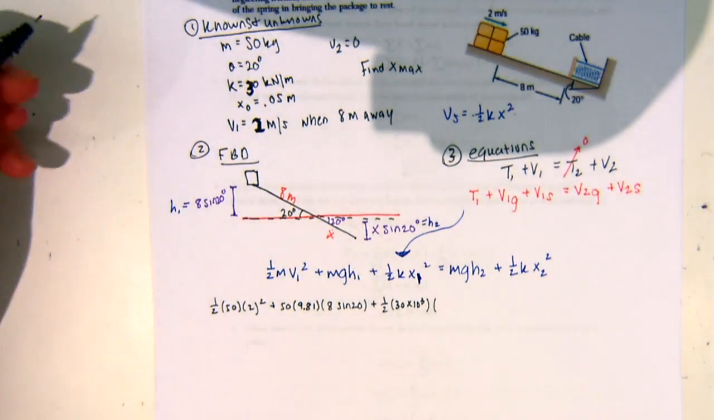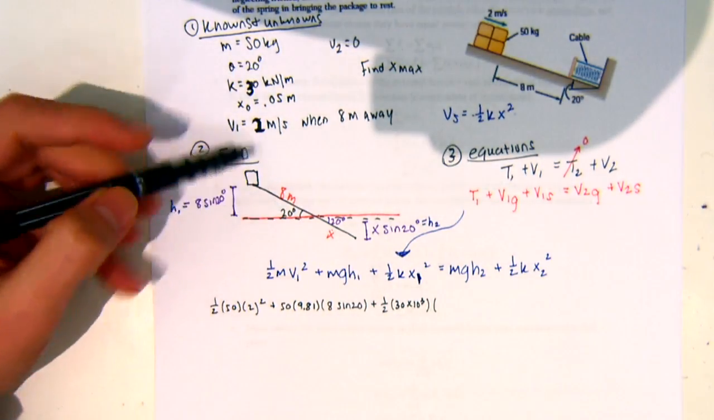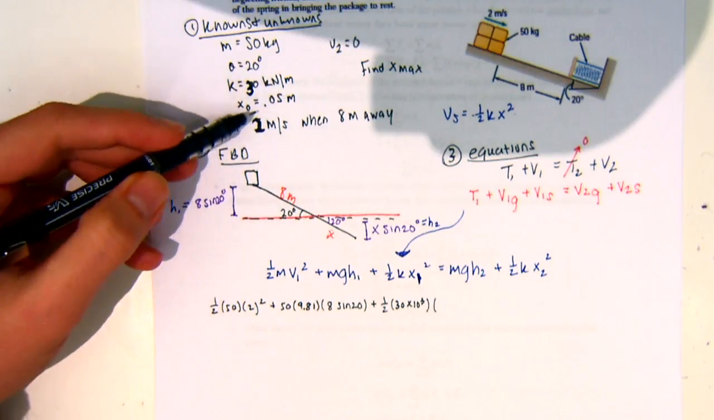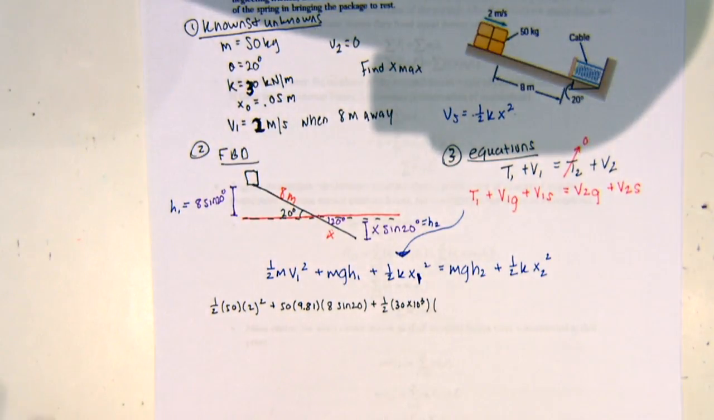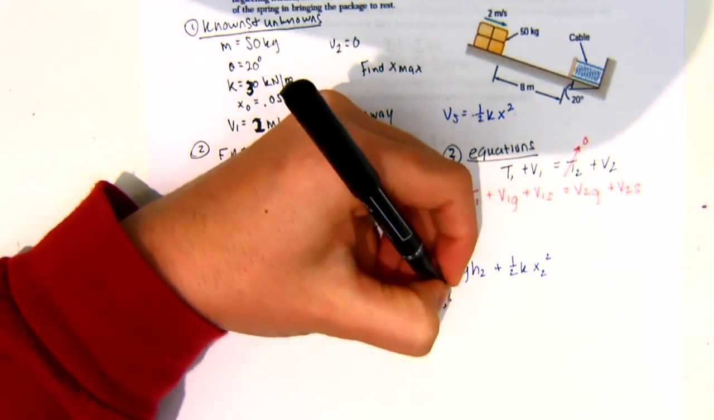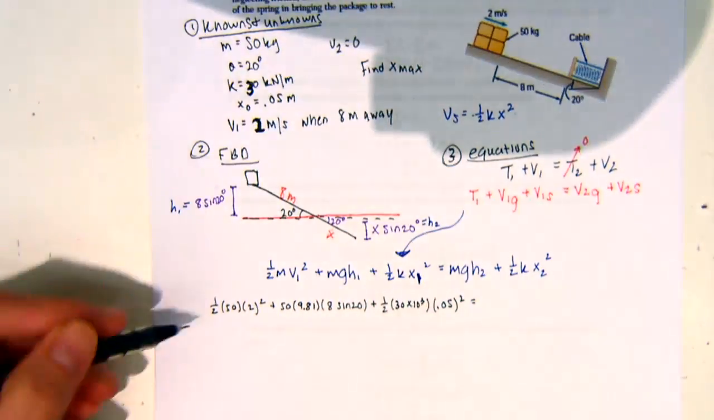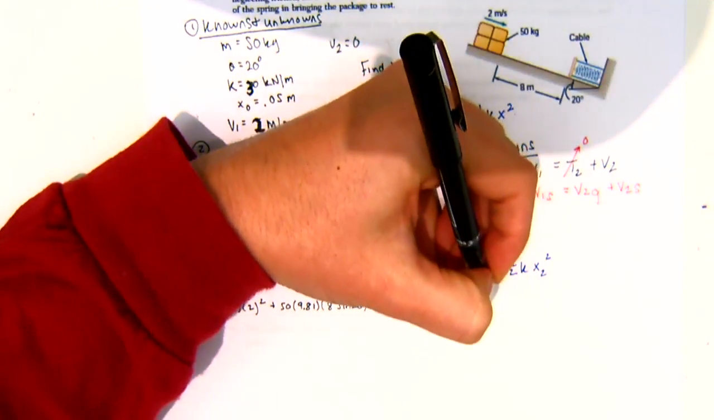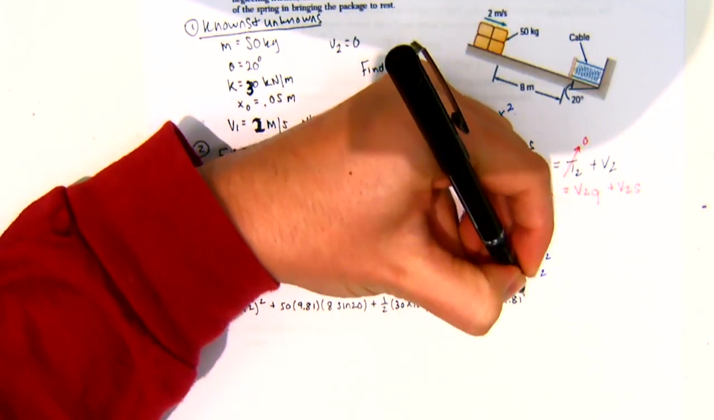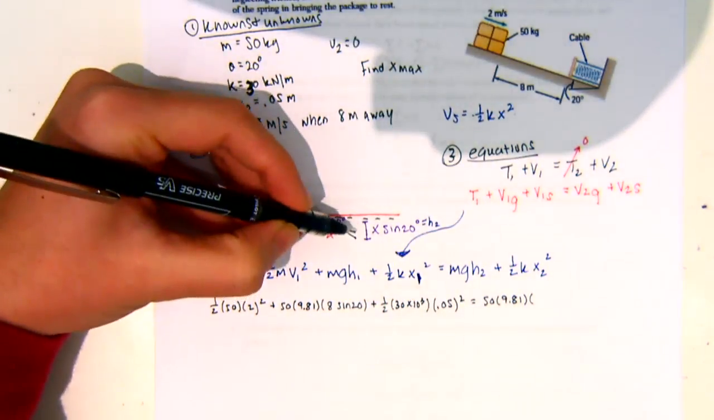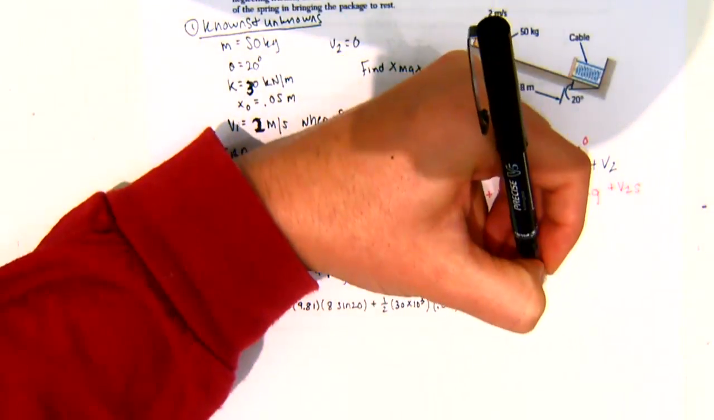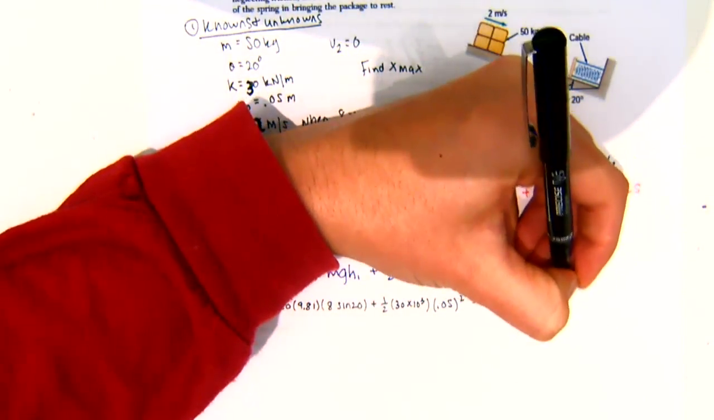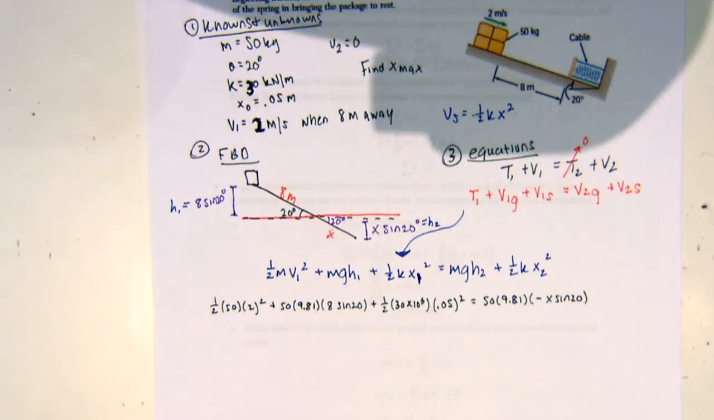So for our x for this one, it's going to be the 0.05. So that's what the cables are compressing the spring at. So we have 0.05 squared. So that's for position 1. Now for position 2, after it's come to rest, we have our mass, which is 50 times 9.81 times the height. So for this height, we're going to plug in negative x times the sine of 20. Everyone good with that? Yeah.